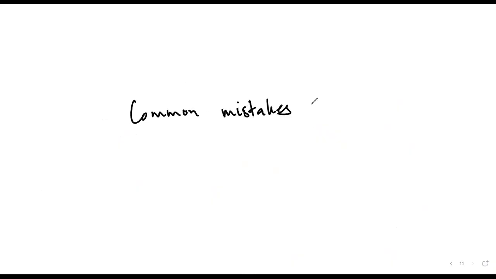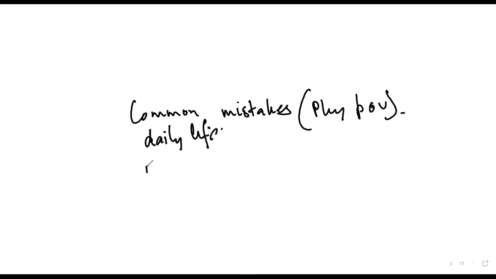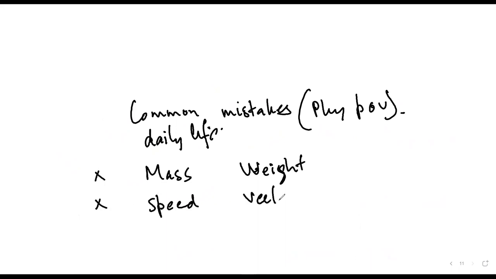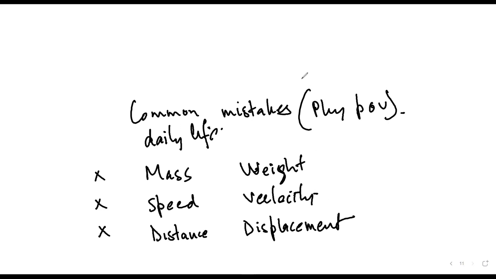So the common mistakes, at least from a physics point of view, that we make in daily life: we consider mass and weight to be the same. They are not the same. We consider speed and velocity the same. They are not the same. We consider distance and displacement the same. They are not the same. Mr. Ariman, any doubt? No, sir. Mr. Satya, any doubt? No, sir. So this is scalar and this is vector.